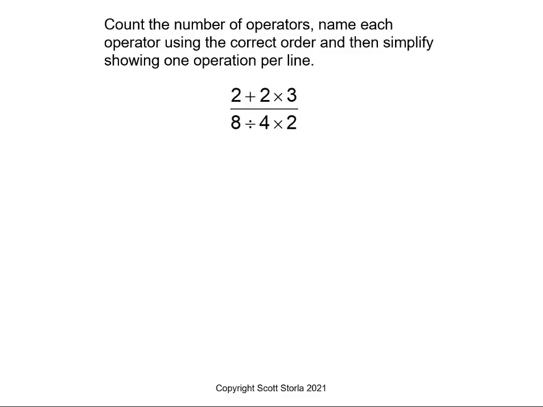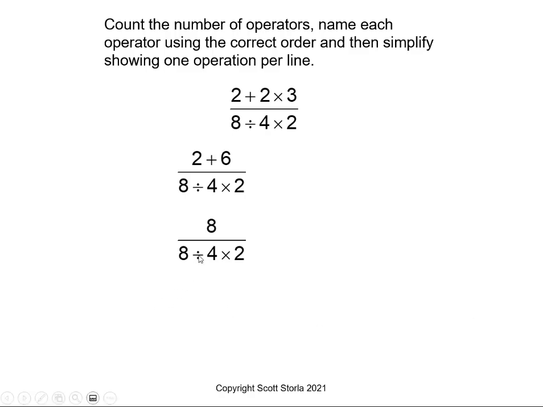Here's one for you to try. In this case, we have 1, 2, 3, 4, 5 operators. I'm going to start in the dividend. I have addition and multiplication. Multiplication comes first, so I get 6. And then 2 plus 6 gives me 8.